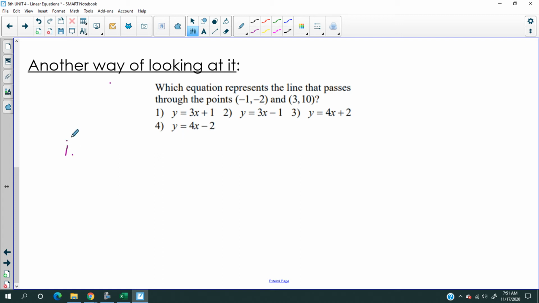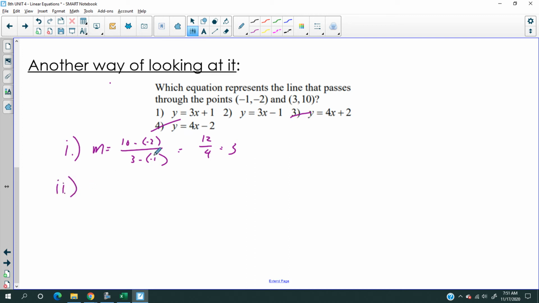Step 1, you find the slope. So the slope in this case is 10 minus -2 over 3 minus -1. That's 12 over 4, that's 3. All right, now look at this. I can already eliminate 4 and 3. Now your odds are as good as a coin toss, okay?